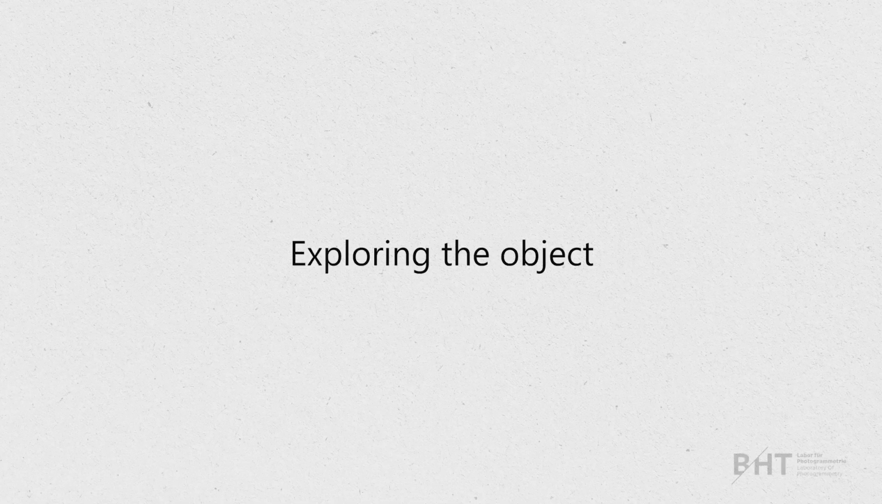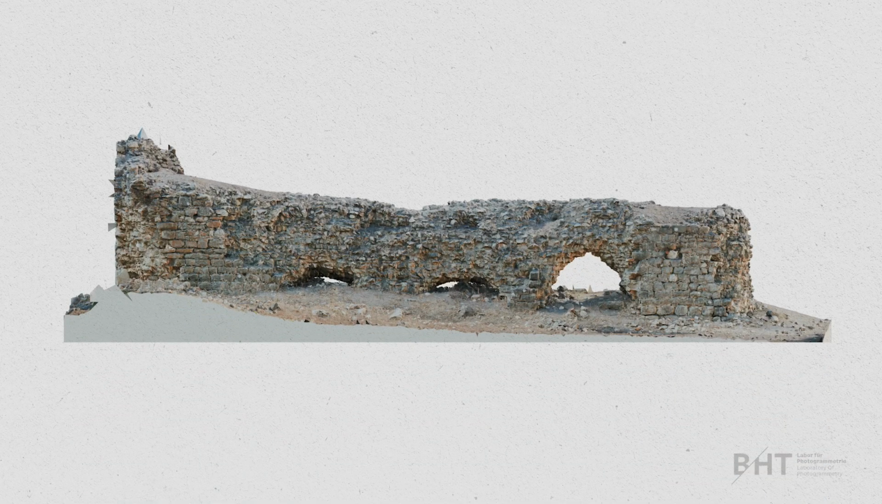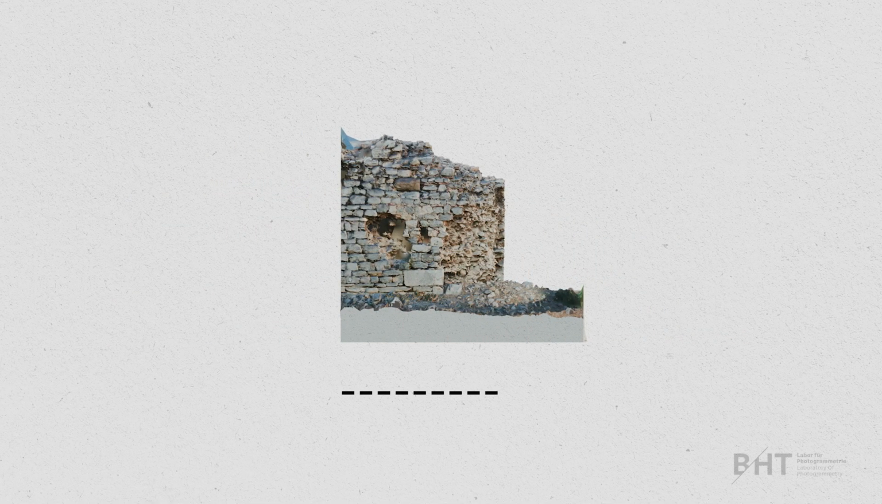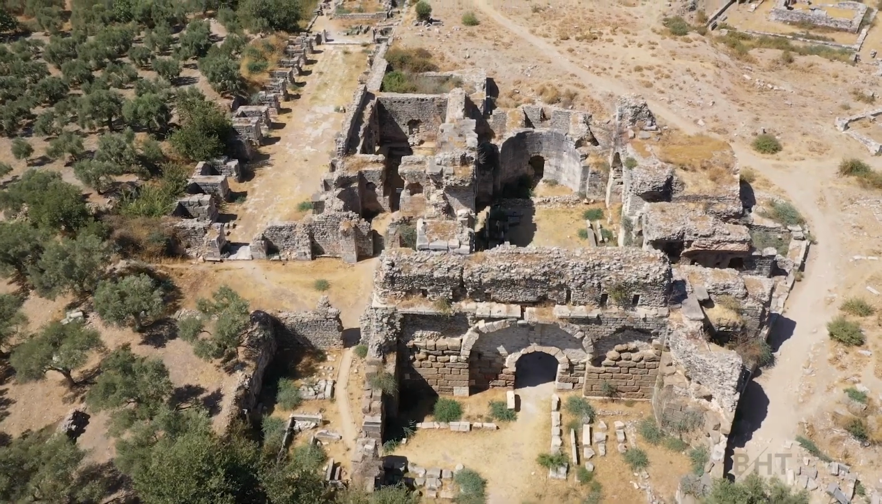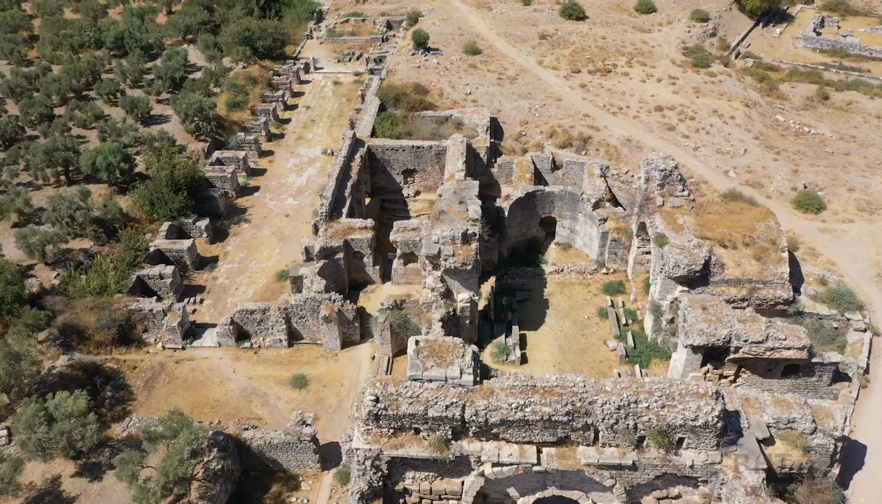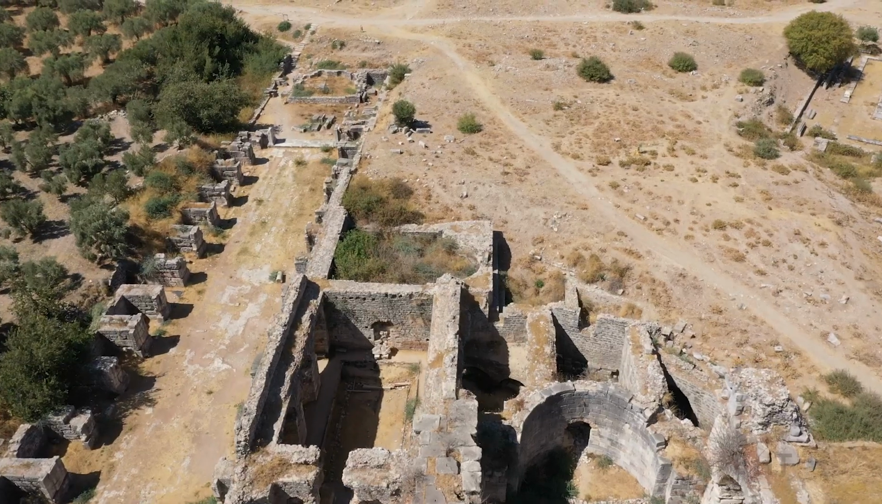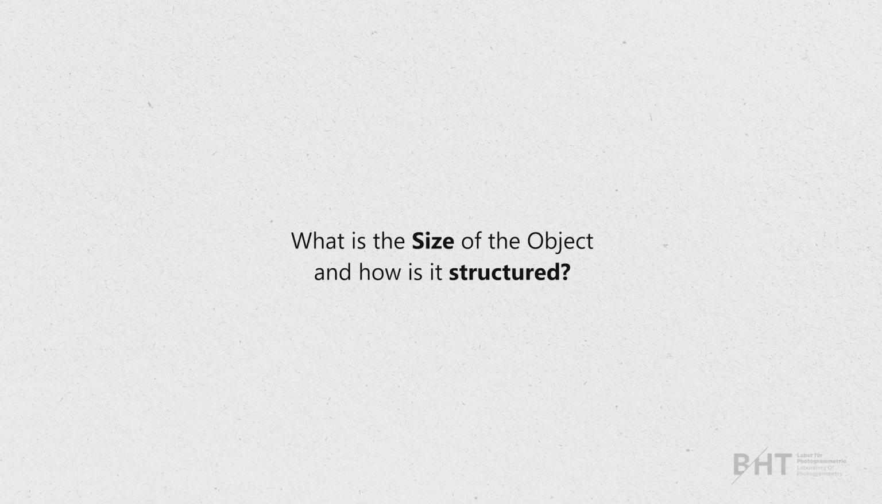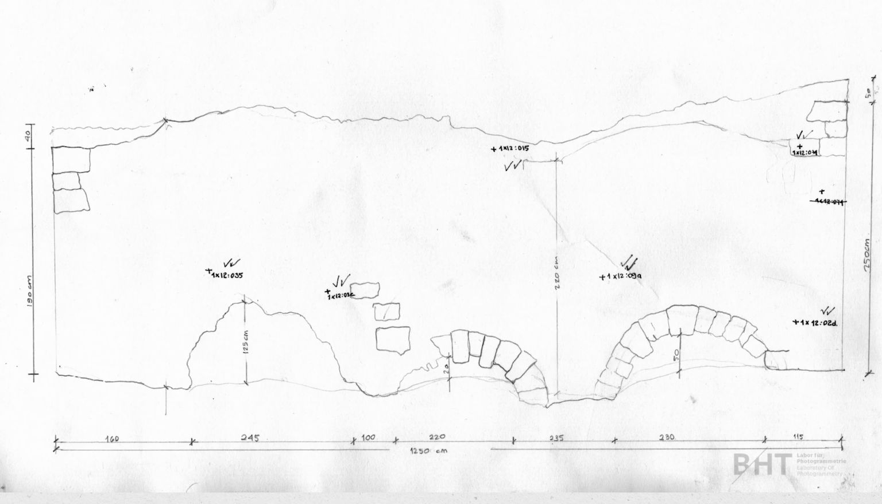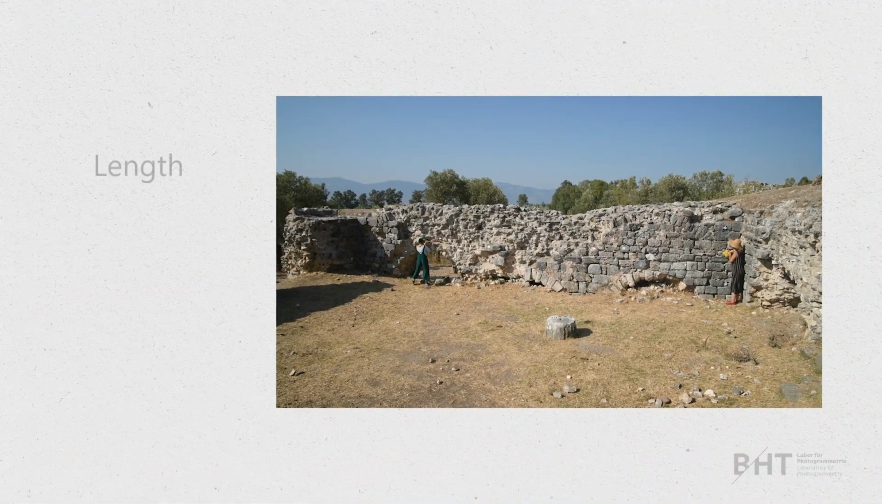Exploring the object. In order to provide the basis for good planning, we need information about the object. First of all, we think of the size defined by length, width and height. But the structure of the object is also important for photogrammetric image planning. Thus, we have to care for these two basic issues at first and need to find answers to the following questions. What is the size of the object and how is it structured? It is helpful to make a sketch of the object in which you can enter all the measurements and additional information. Measure the dimensions of the object, the length, width and height.